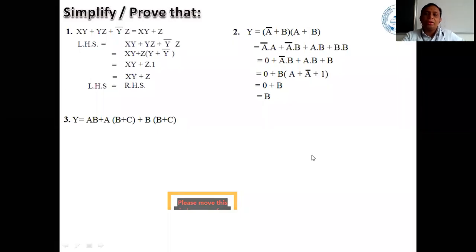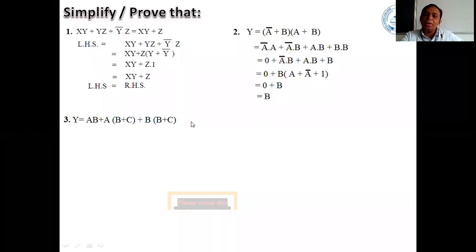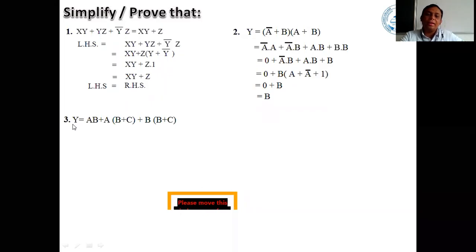Now, we'll take one example wherein y is equal to ab plus a of b plus c plus b of b plus c. Now, this is the expression and I need to simplify it. Why are we going to simplify this particular expression? Because if I construct this gate as it is, it requires more gates.